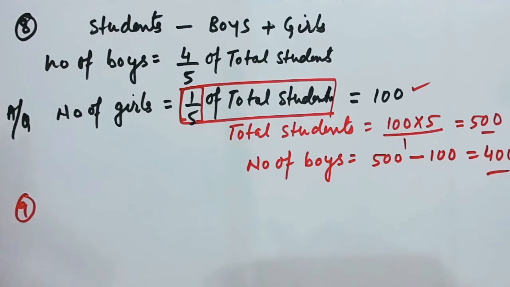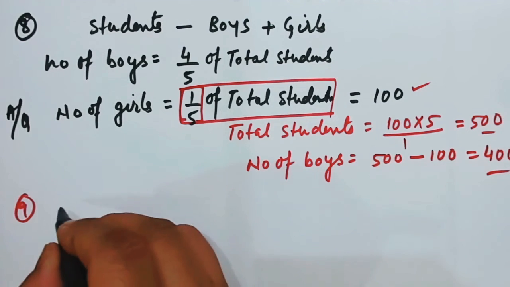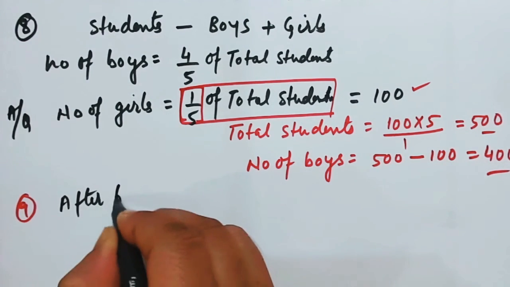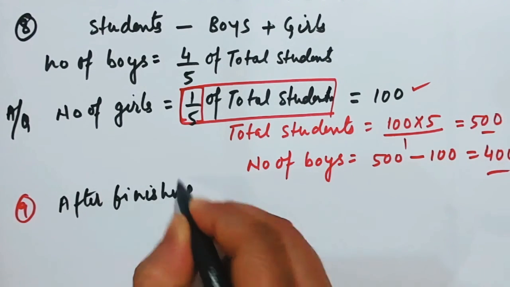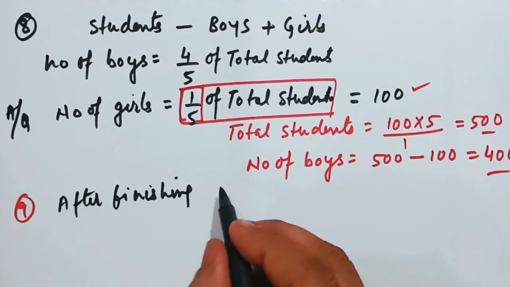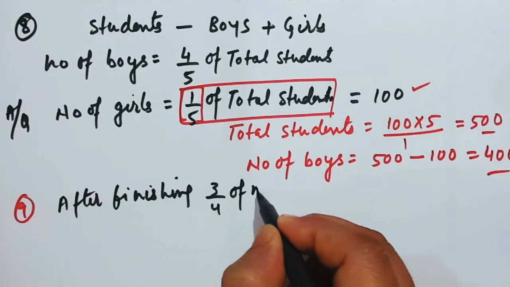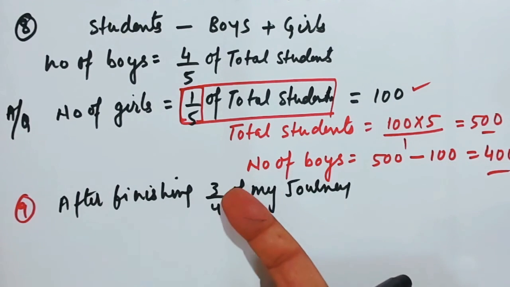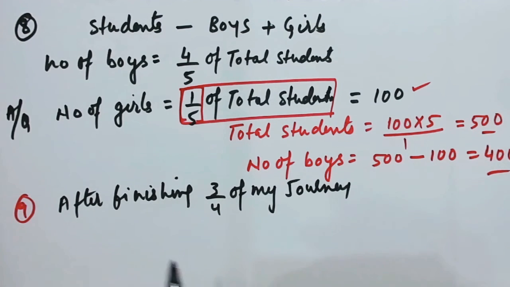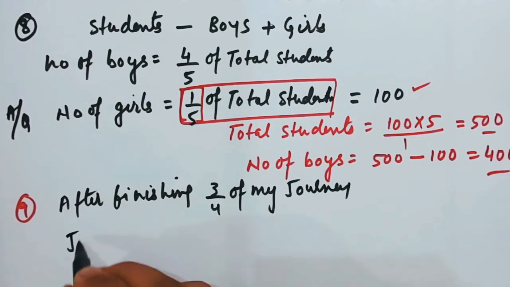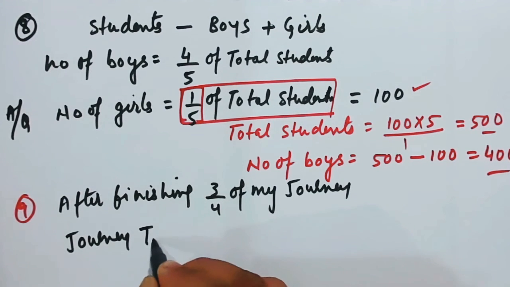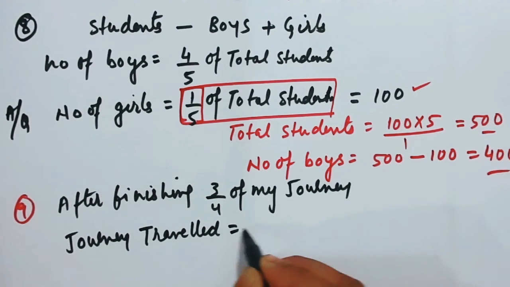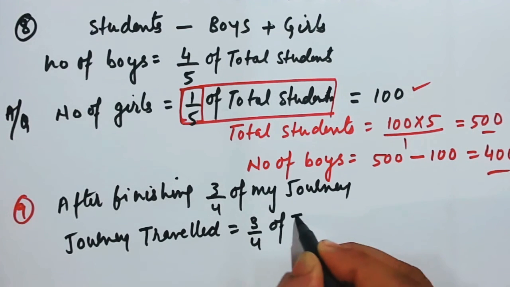After finishing 3 by 4 of my journey, so journey traveled equal to how much? Have a look. What are they saying? After finishing 3 by 4 of my journey. Okay, so I have just written it so that when I write the next line, you would understand properly. So after finishing 3 by 4 of my journey, what does this mean? It means the journey traveled is equal to 3 by 4 of total journey.